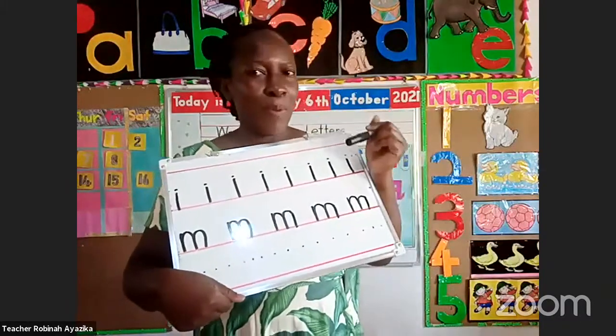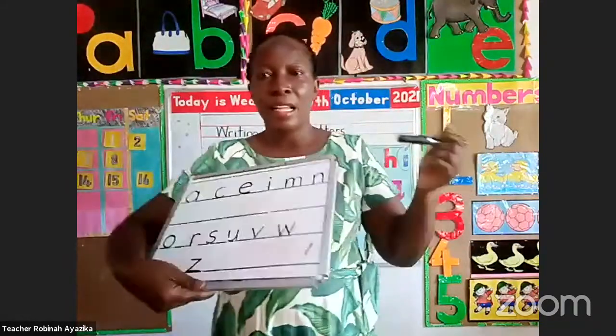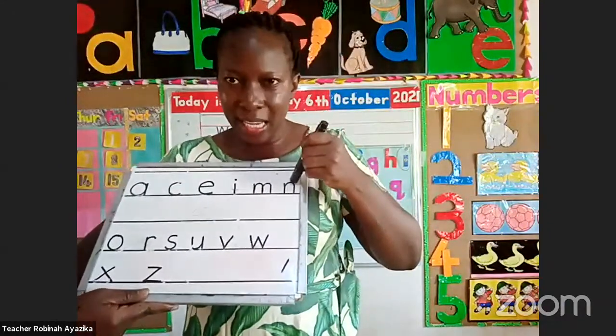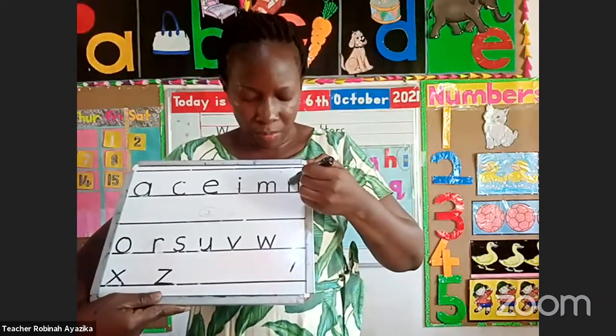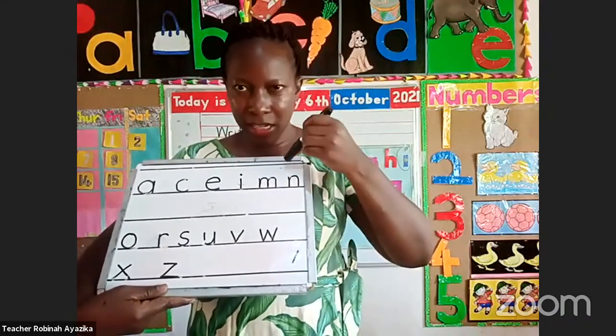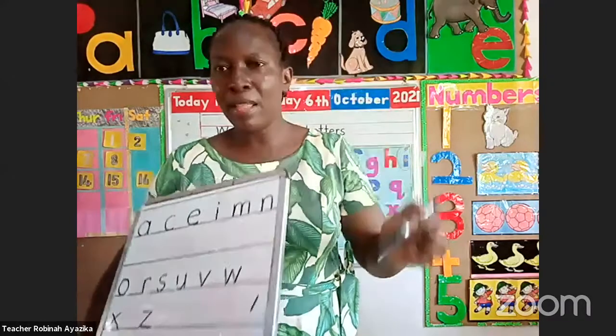Now we are going to practice the next grass letter. The next grass letter is small letter N or lowercase n. Starts from the middle and sits on the line. Does not touch the line up, does not go below. You have to remember that in your head.